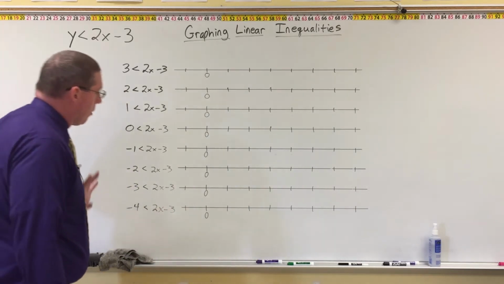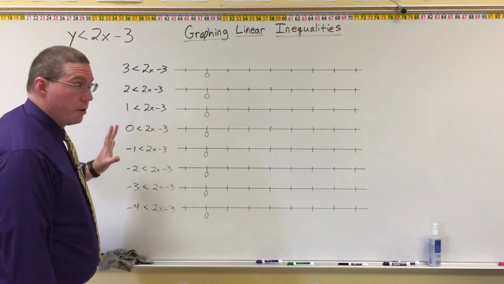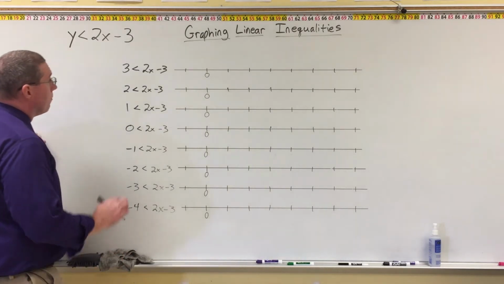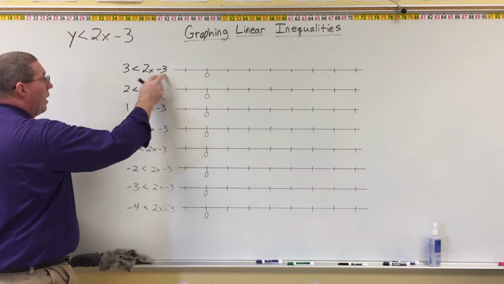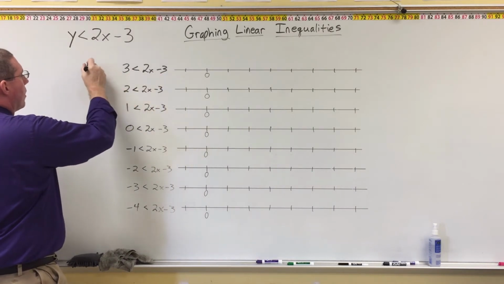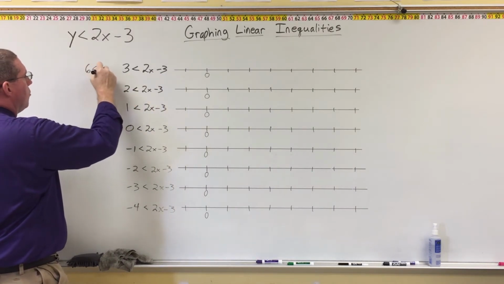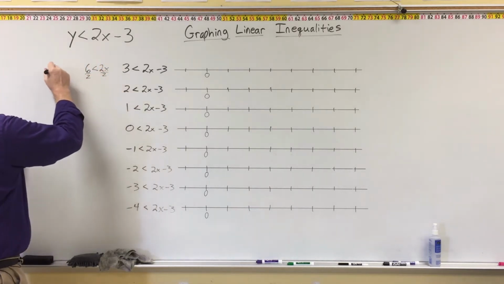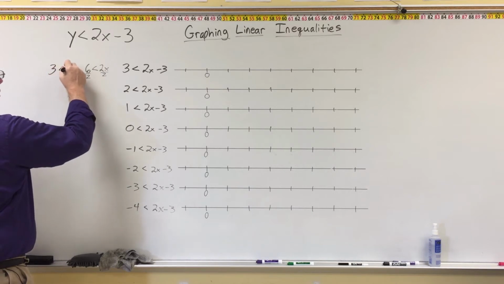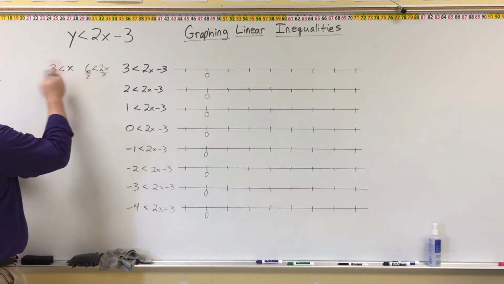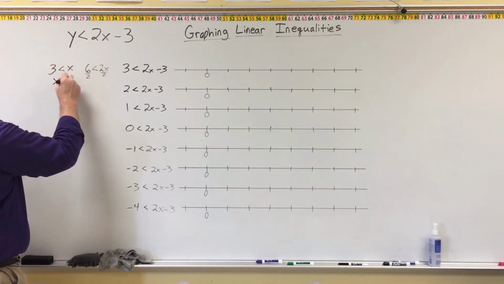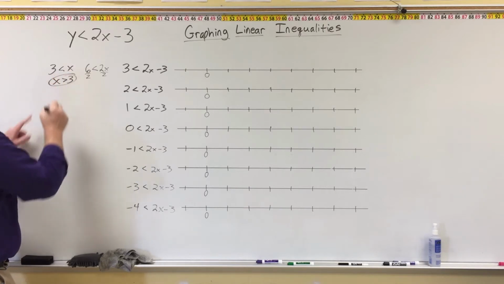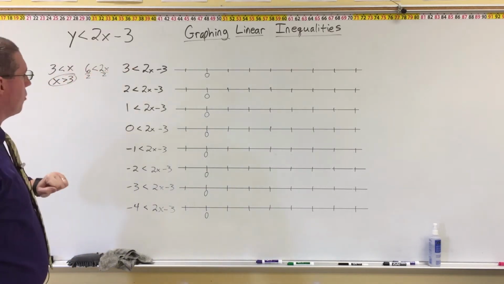I know it's a bit of work, so I'm going to fast forward and solve all of them. Here we add 3 to both sides, so we have 6 is less than 2x. Then we divide by 2 on both sides, and we get 3 is less than x. Remember, we can flip this around and it becomes x is greater than 3. So the solution for this one is x is greater than 3.